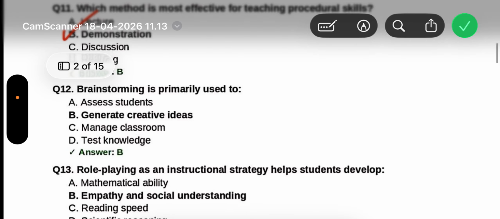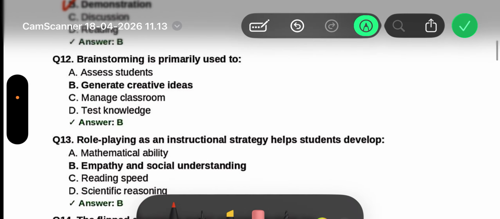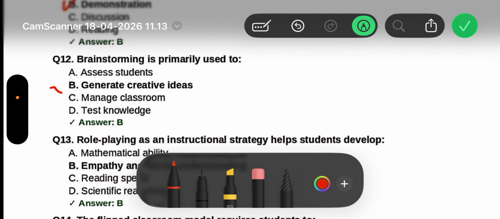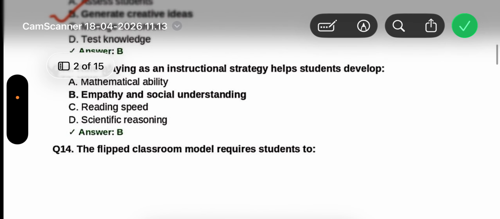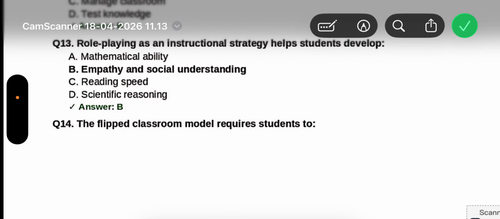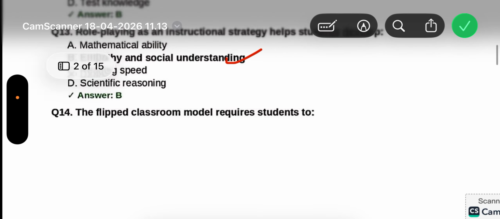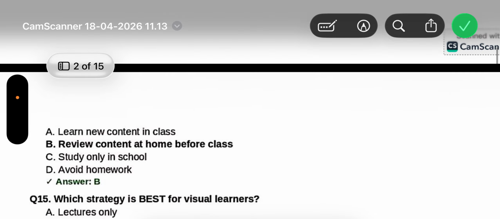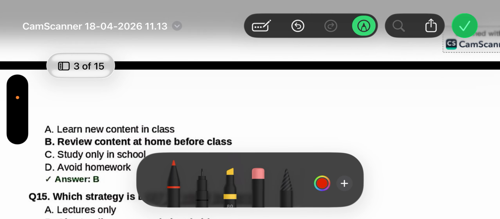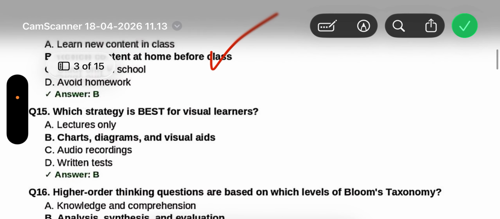Question number 12. Brainstorming is primarily used to generate creative ideas. Option B is correct. Question number 13. Role playing as an instructional strategy helps students develop empathy. In role playing, students develop empathy and social understanding. Question number 14. Flipped classroom model requires students to review content at home before class.